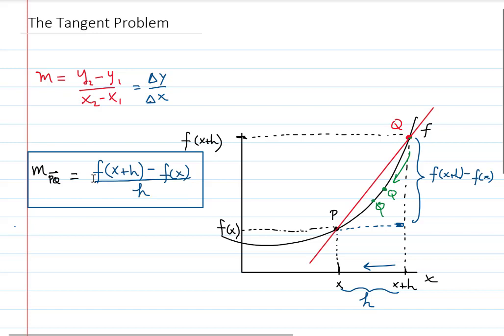Basically, this difference quotient is the slope of the secant line. As we saw in the simulation, as Q gets closer and closer to P, we get a better approximation. The slope of the secant line is getting closer and closer to what the slope of the tangent line would be. But after we see the limit process, we're actually going to find the exact thing.